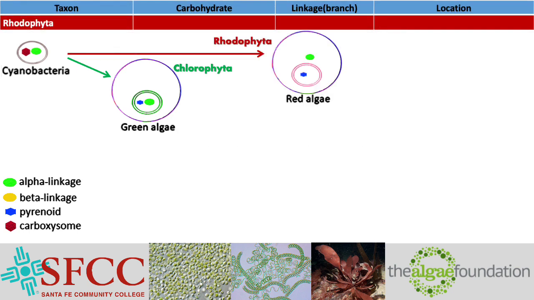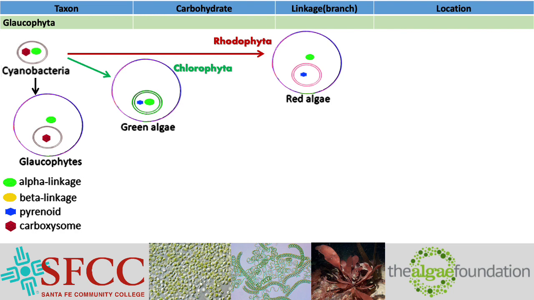The rhodophyta red algae also have chloroplasts derived from cyanobacteria, but they use a slightly different form of starch called Floridian starch that also is linked by alpha-1,4 linkages and has alpha-1,6 branch points that are about every 10 glucose monomers apart instead of around 20 glucose monomers like starch in green algae. Their starch is stored in the cytoplasm, not in the chloroplast.